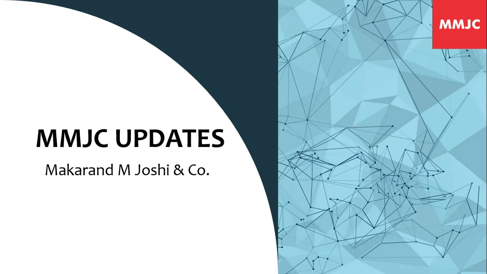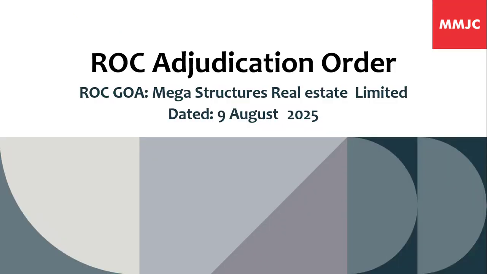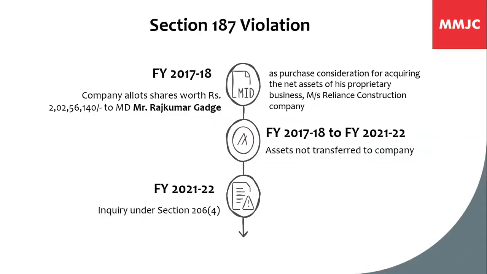In today's edition, we will be discussing one adjudication order issued by ROC and one NCLT order issued by NCLT Kochi bench. So first, about the ROC order. The ROC has penalized a company for non-compliance of Section 187.